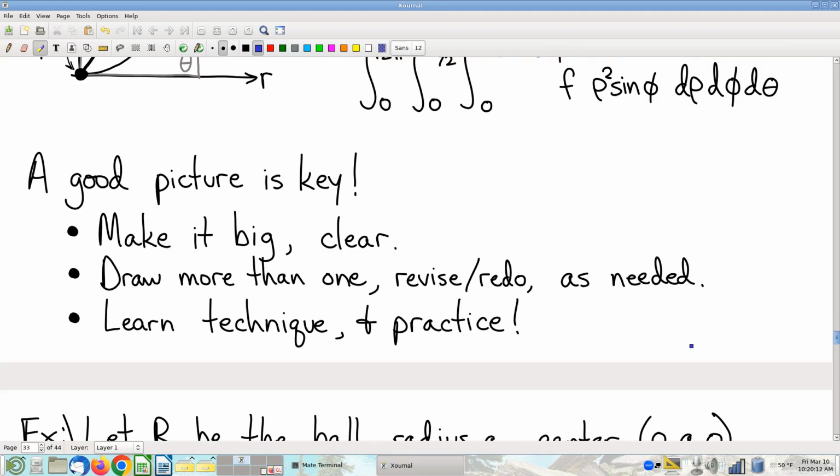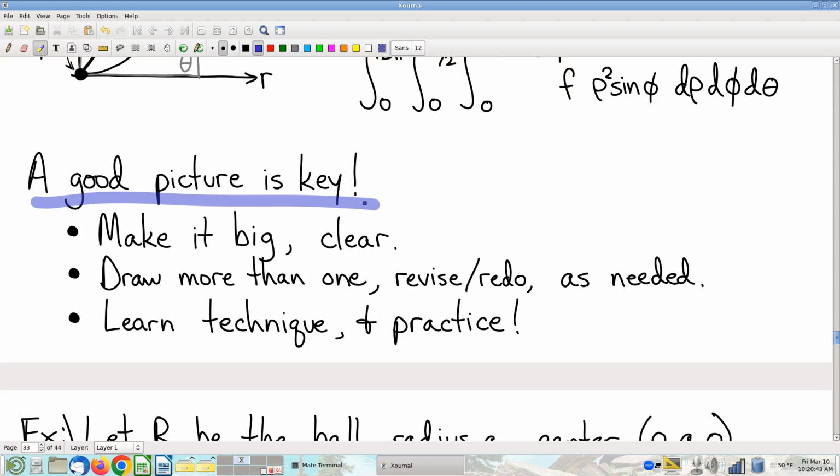I do want to make a plug before we go on. A good picture is just really critical, and for a couple of reasons. On the one hand, it will make your life easier. In fact, it's going to make your life tractable, right? Without a picture, it's extremely hard to come up with these kinds of bounds. In fact, if you do it without a written picture, I'll bet you that you're doing it with a picture in your mind. So a written picture is extremely helpful.